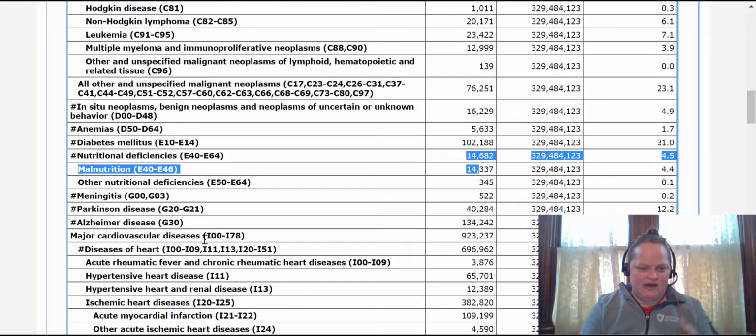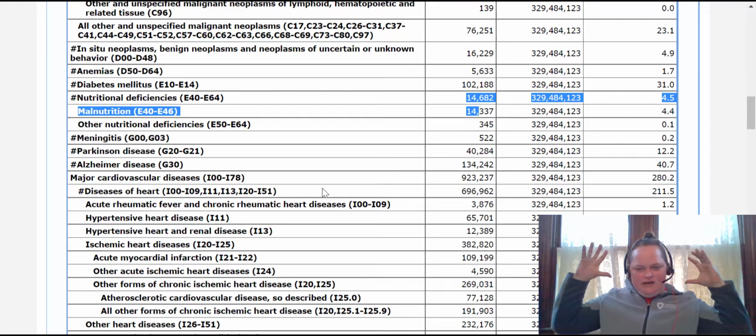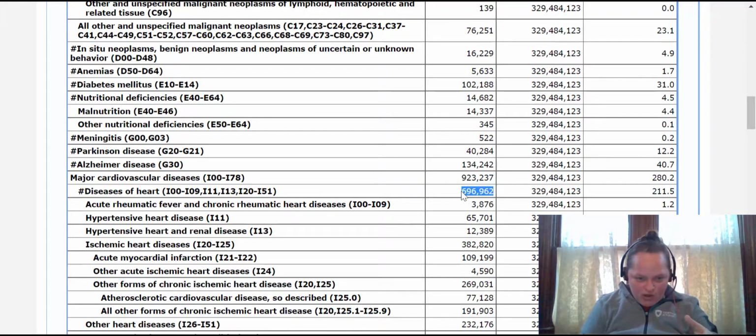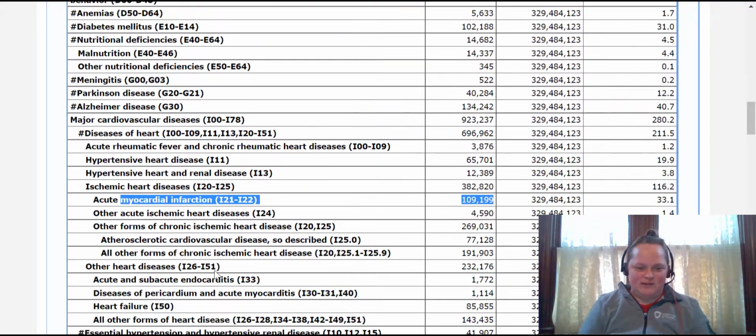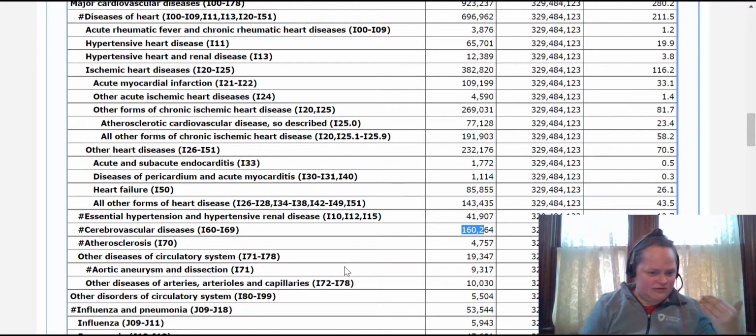Parkinson's, Alzheimer's, major cardiovascular diseases. So this is kind of like one of the chapters, and then we have heart diseases below, and you can see it keeps getting indented. So we have under there ischemic heart disease, so acute myocardial infarction. Okay, that's your heart attack. But then we have some other ones, other heart disease, heart failure, hypertension, stroke, arteriosclerosis.